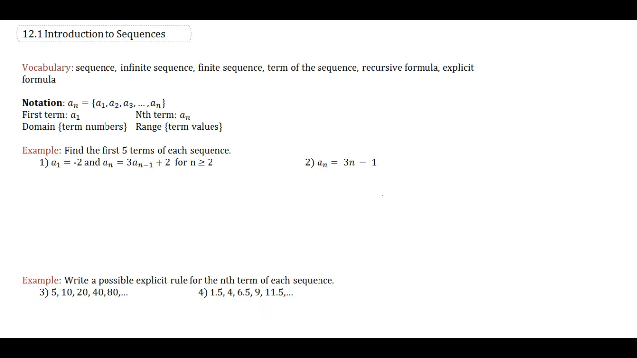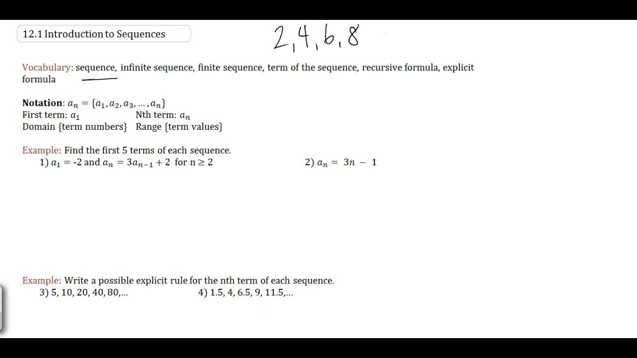So here's a little vocab for you. We're going to talk about sequences. Sequences are just a list of numbers, like that famous cheer from your sporting days: 2, 4, 6, 8, who do we appreciate? That was just a sequence. That was a list of numbers, and that's called a sequence.